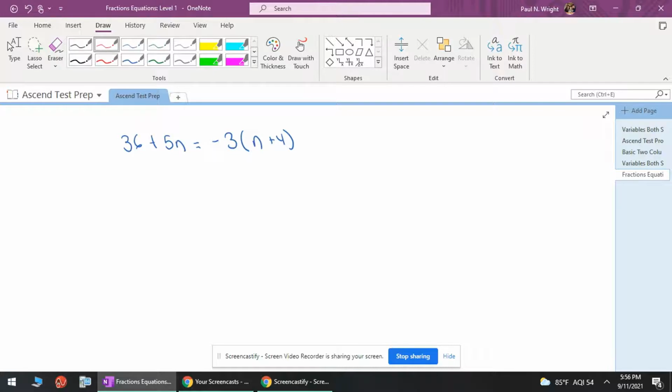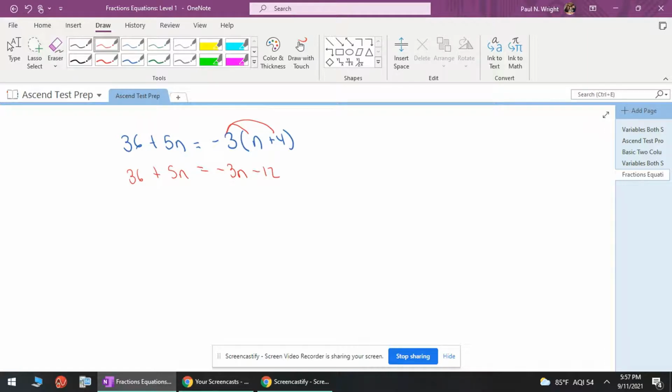If you take a look at this equation, I have variables on both sides of the equal sign. I got some parentheses with a -3 on the right. So the first thing I'm going to have to do here is distribute this -3 to everything that's in the parentheses. This gives me 36 plus 5n equals -3 times n is -3n. -3 times 4 is a -12, so I'm going to write -12.